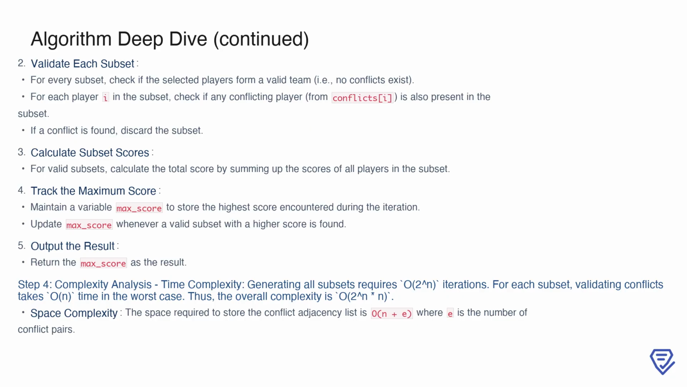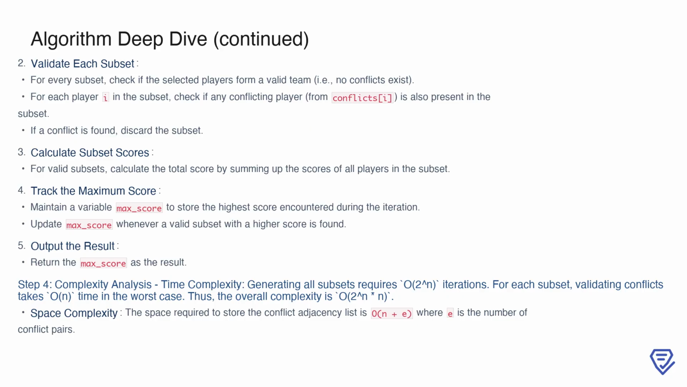For subsets that pass the validation, we then calculate their total score by summing the scores of all the players in the subset. Throughout this process, we maintain a variable called max_score, which tracks the highest score encountered so far. If the score of a valid subset exceeds the current max_score, we update it. Finally, after processing all subsets, the value of max_score is returned as the result.